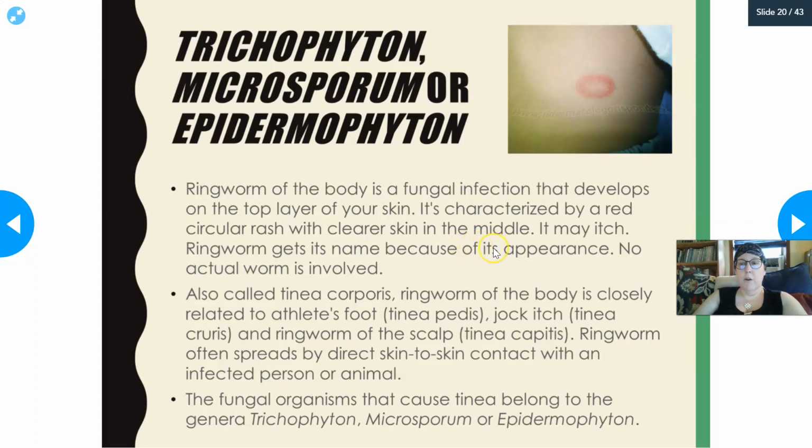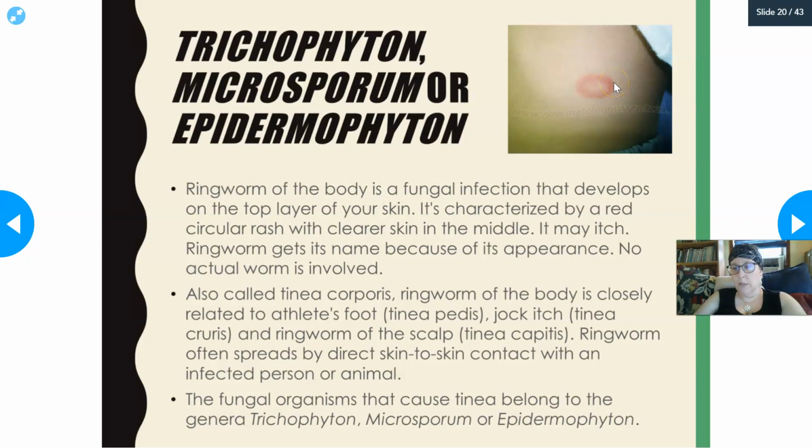So there are three genera of fungi that can cause all the different human fungal infections. Trichophyton is one of them, Microsporum is the other, and Epidermophyton is the third one. If you just learn those three, that's fine. So ringworm, it looks like this.